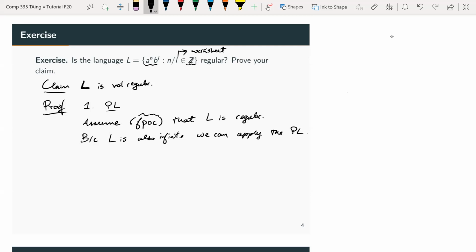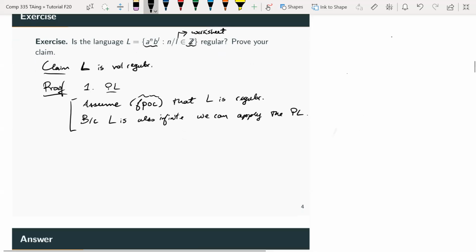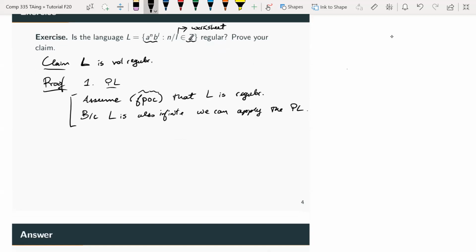Remember the condition to applying the pumping lemma is that you're given a language L that's infinite and regular. So I have my conditions for the pumping lemma, and now I can apply it. So let's say m is the integer in the pumping lemma. Now, step one, I need to pick a string w in L such that the length of w is at least m.